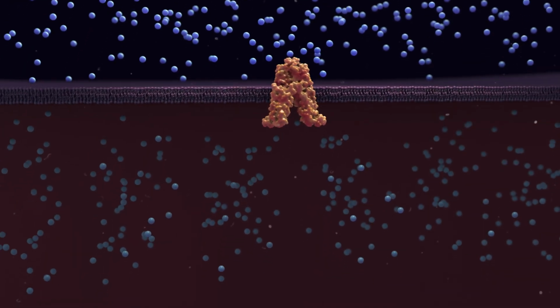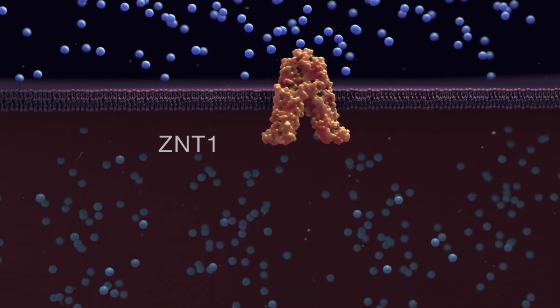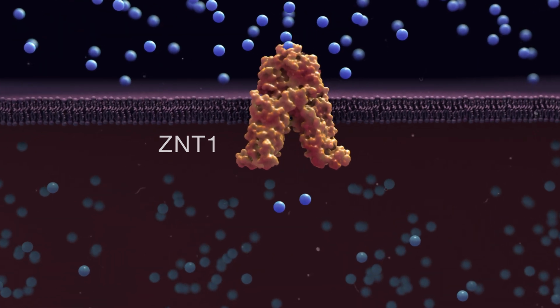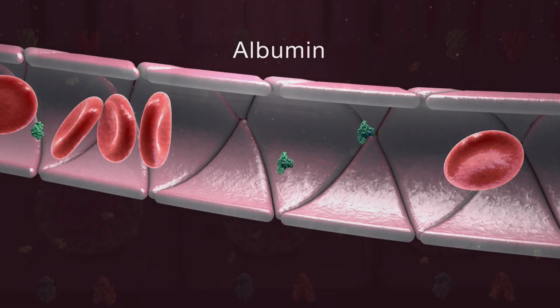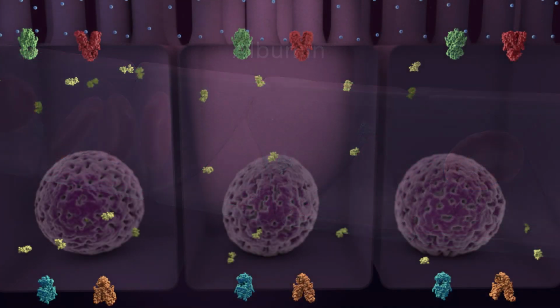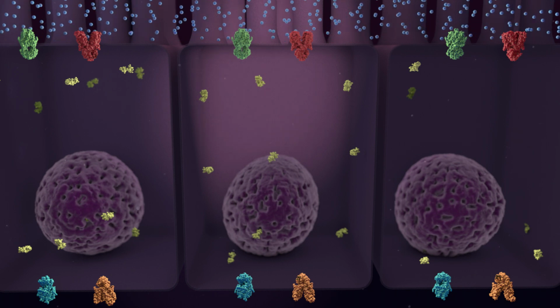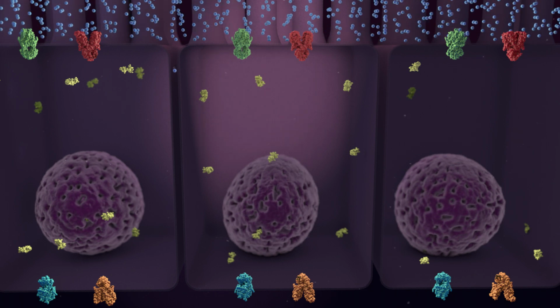At the basolateral membrane, zinc is transported out of the enterocyte by ZNT1. Zinc then binds to albumin, which is the major zinc carrier of the plasma. As the zinc concentration of the intestinal lumen increases, such as with the consumption of zinc supplements, the ability to transport zinc across the cell from the apical brush border membrane to the basolateral membrane decreases.